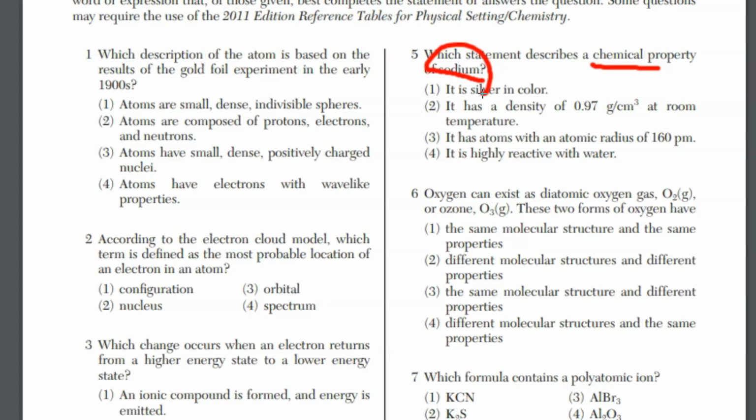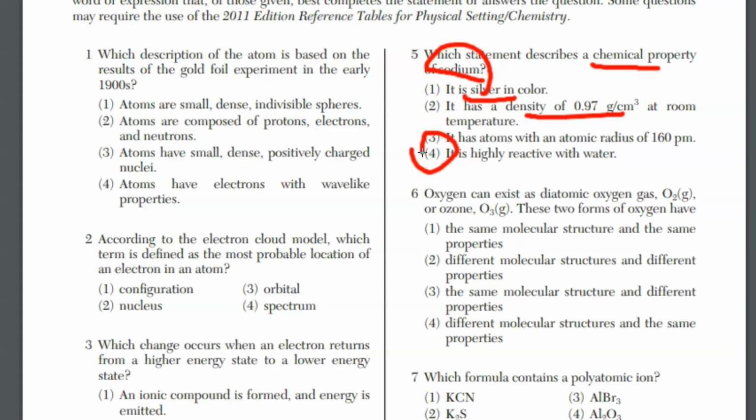If we're talking about chemical properties, we're talking about reactions. And silver is a description. Density is a physical property, another description, if you will. The size of the atomic radius, physical description, it is choice 4. When you see the word reaction or reactive, you know it's chemical.